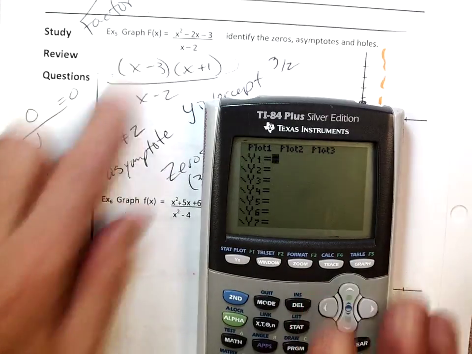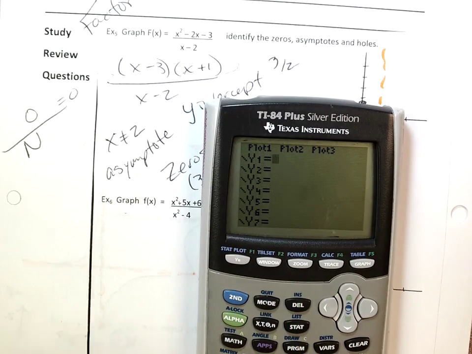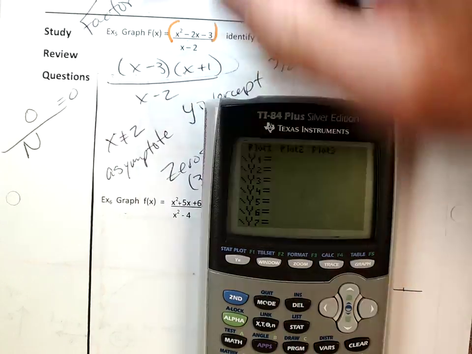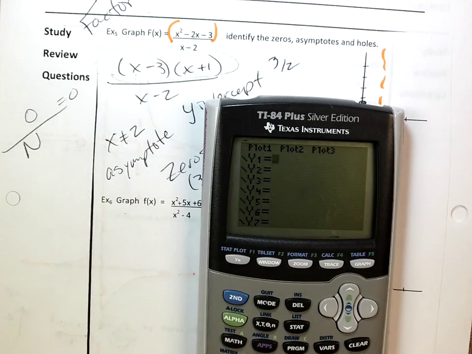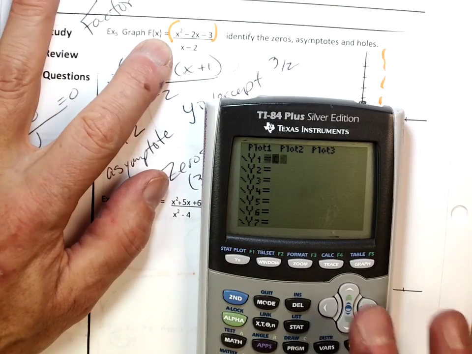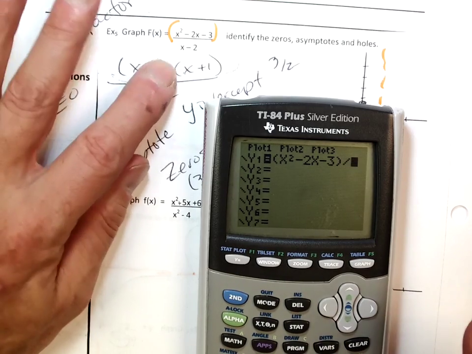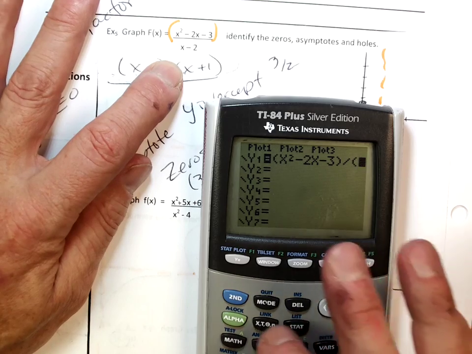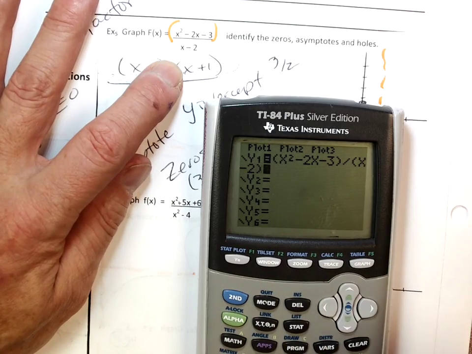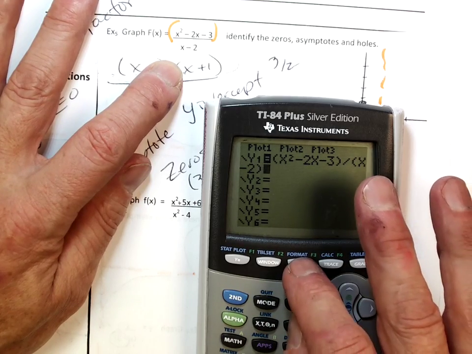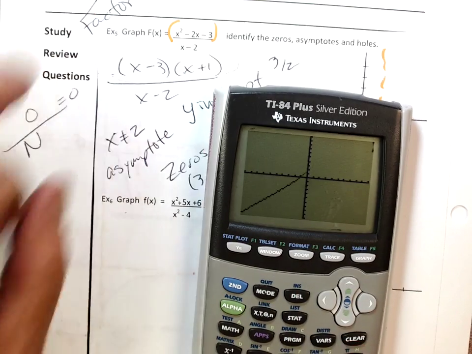So let's put in our, and I need parentheses. Will, you with me on parentheses? Got to have parentheses, okay? Because I need the entire top divided by the entire bottom. So I'll go parentheses, x squared minus 2x, subtract 3, parentheses divided by parentheses, x, subtract 2, parentheses. Let me get my window to look better. Okay, there we go. Okay, it looks like that.